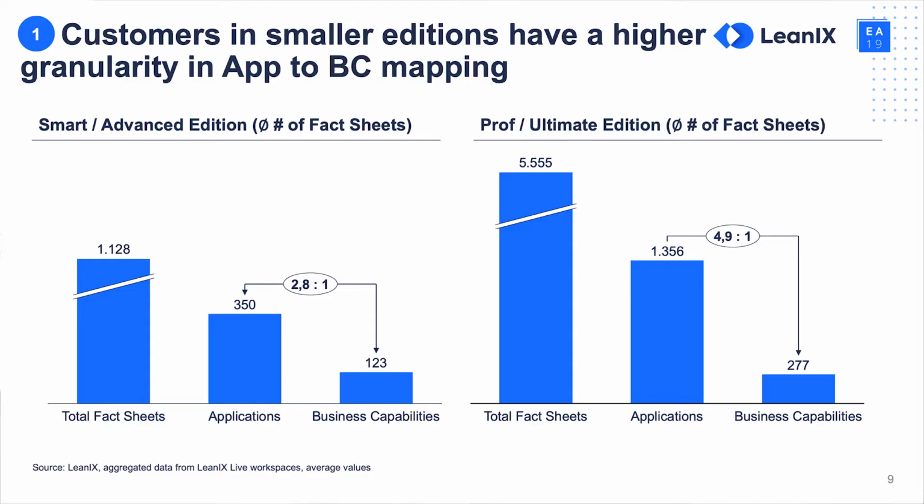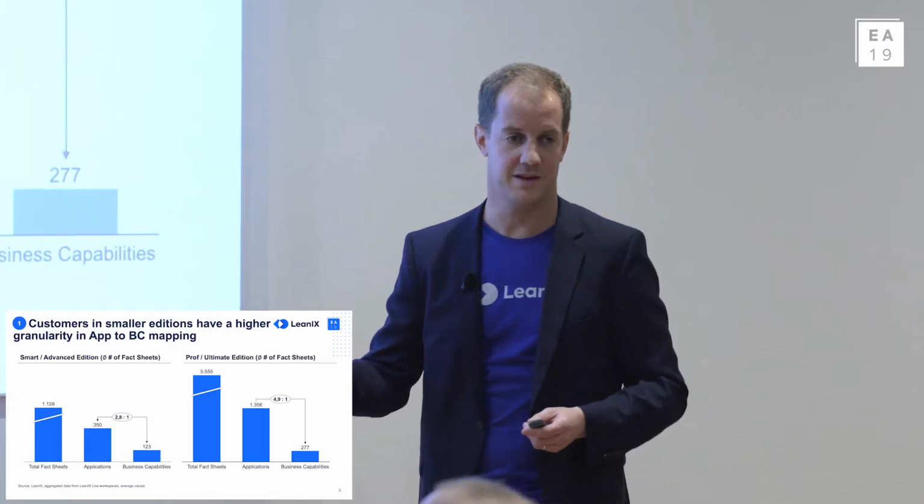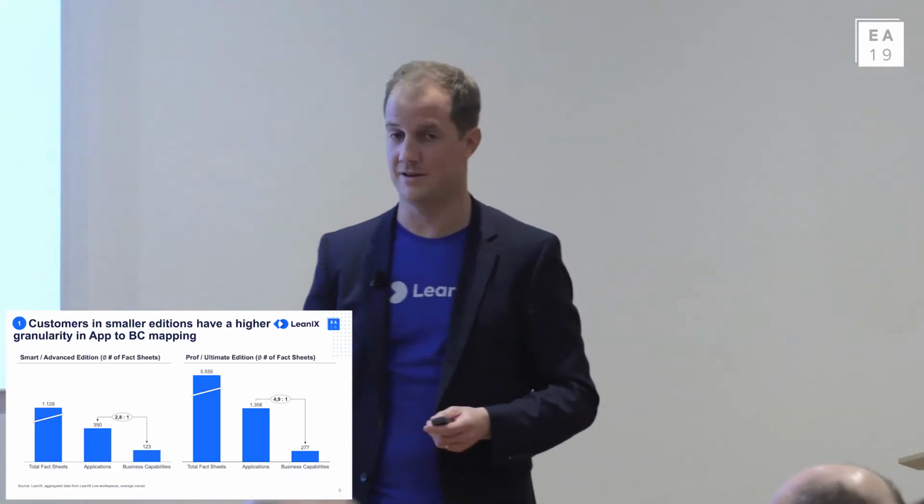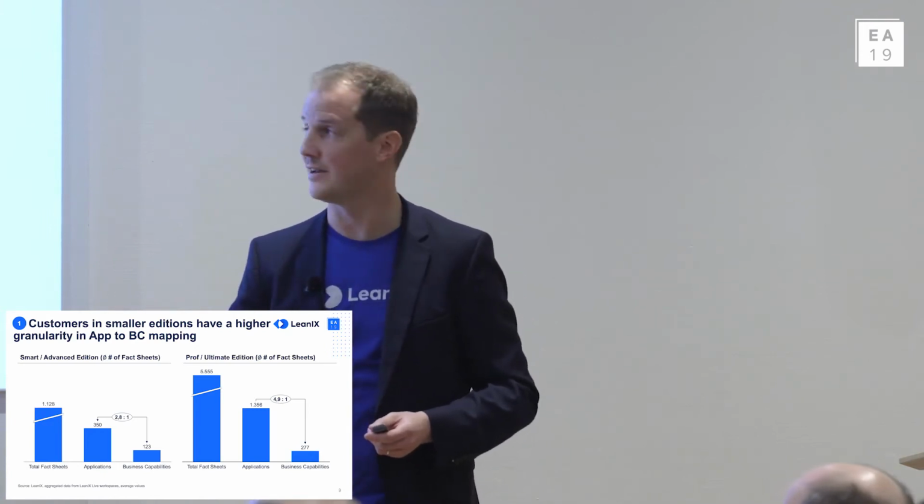So I did some analysis on how it looks in our 240 customer user base, and I divided it between the versions that we have. The customers might be familiar. We have smart and advanced versions, so that goes up to 2,500 fact sheets. And what I see, the average total number of fact sheets there is 1,100. The average number of applications is 350, and business capabilities is 123. So the ratio between them is 2.8 to 1. So that's quite a granular level in terms of modeling it.